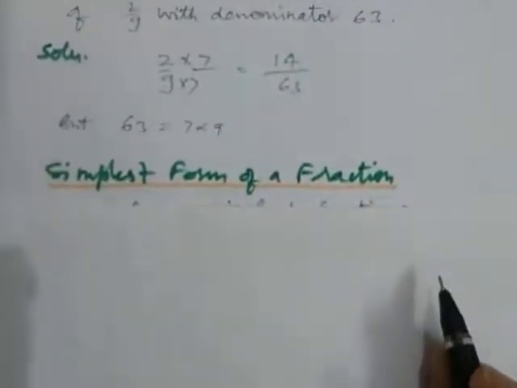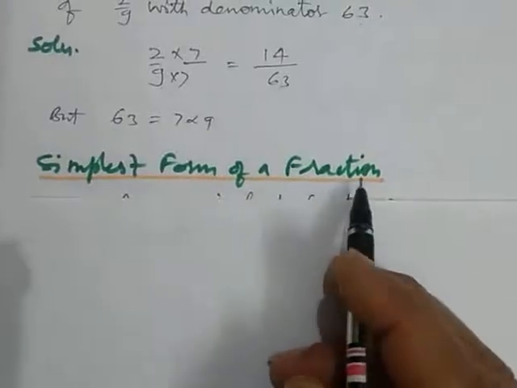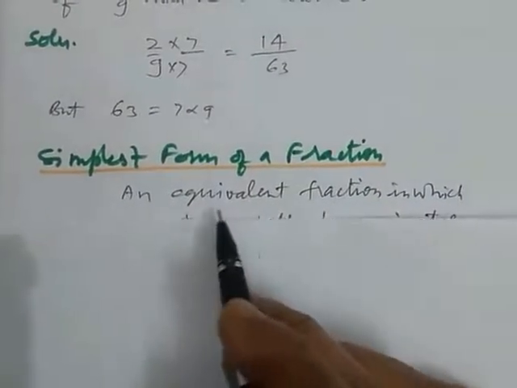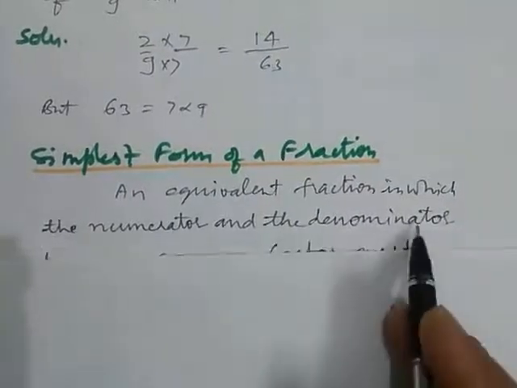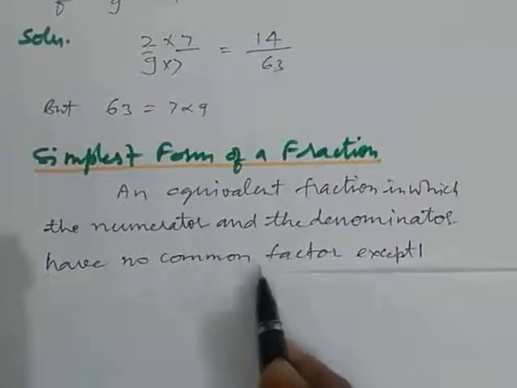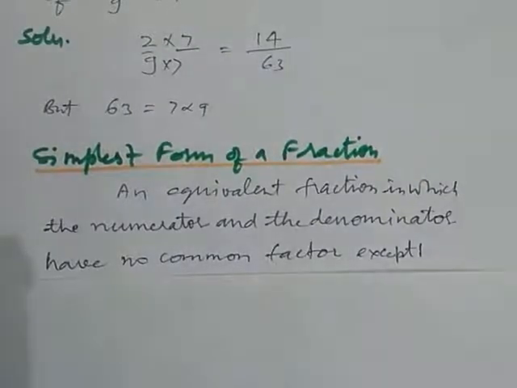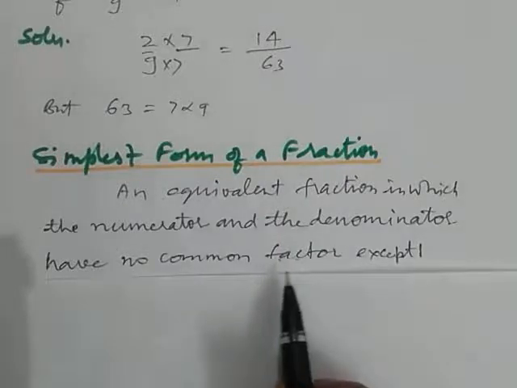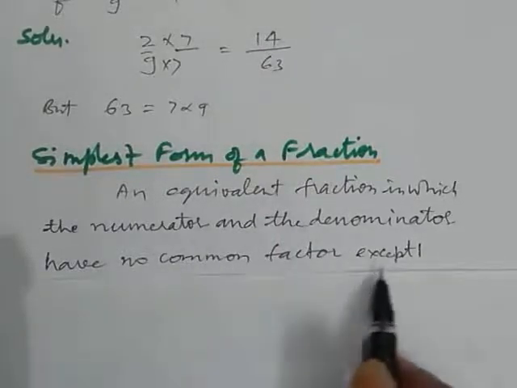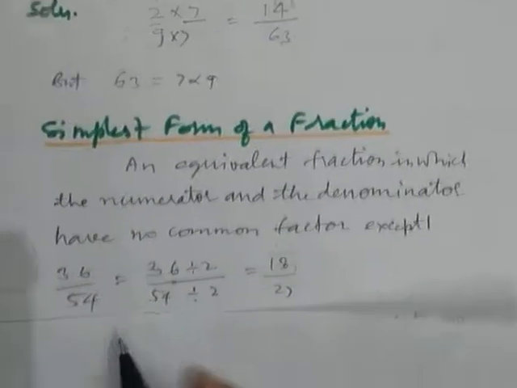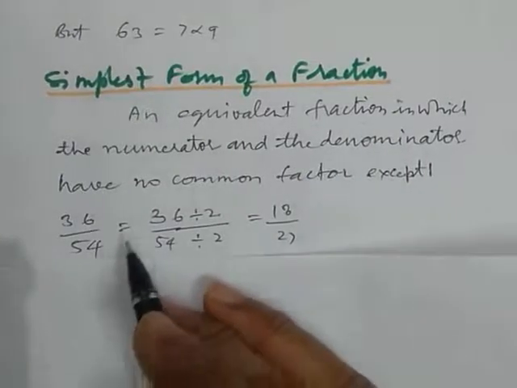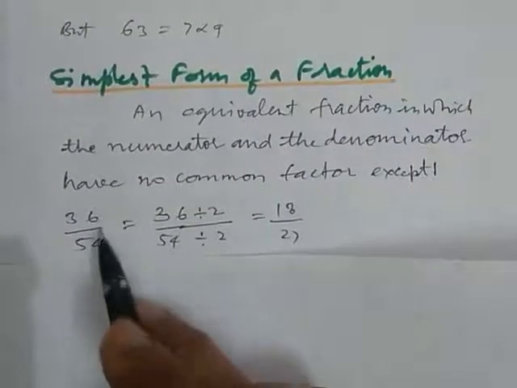Now we learn the simplest form of a fraction. An equivalent fraction in which the numerator and the denominator have no common factor except 1. So how do we get the simplest form? We keep simplifying any fraction till they have no other common factor except 1. Okay. So this way we can find it. Now we take an example by which we understand. 36 by 54 is the fraction.